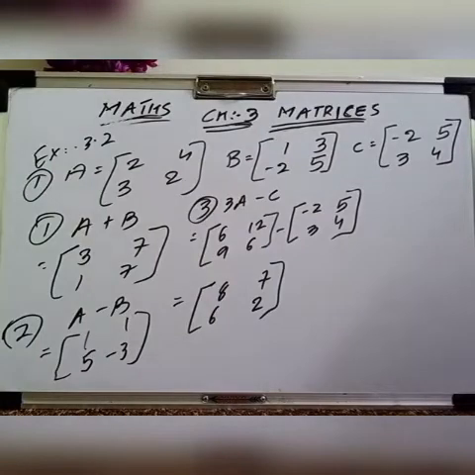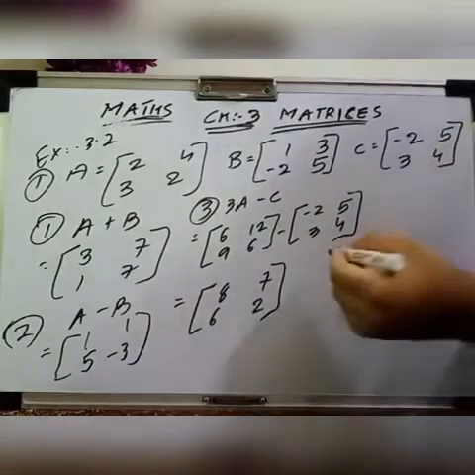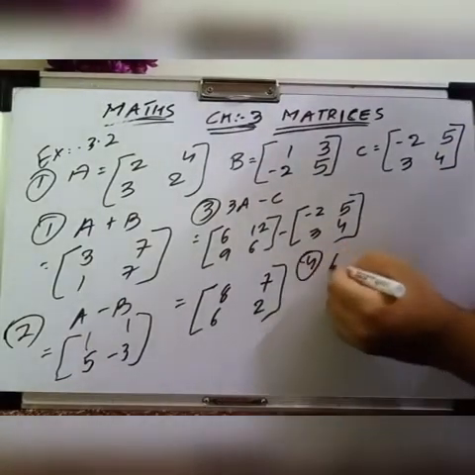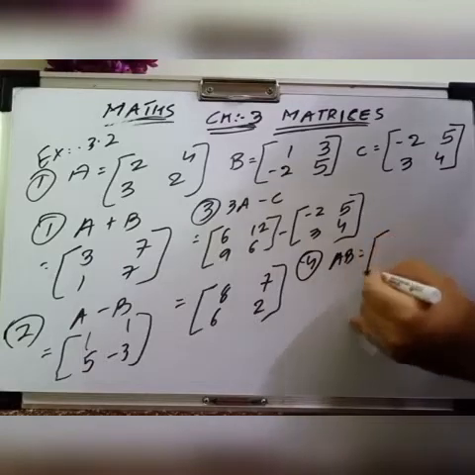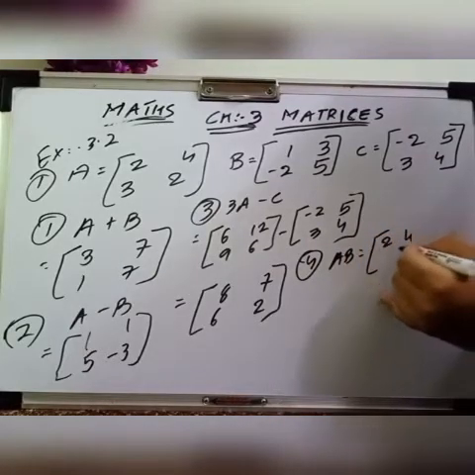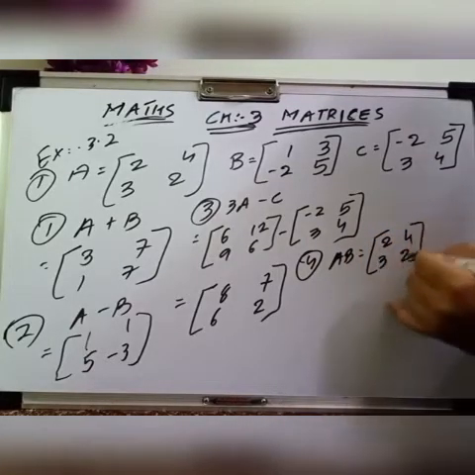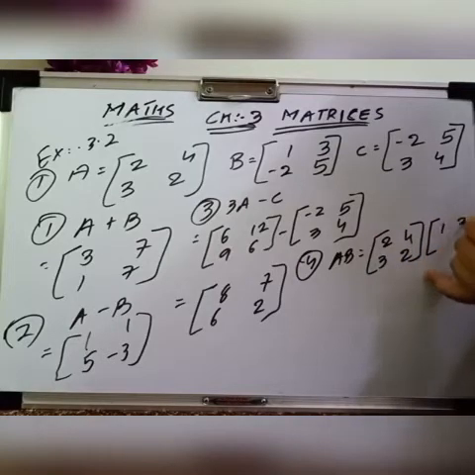In the next question we are asked to find AB and BA, but before that let me just confirm the answers, if it is correct or not. Yes, it is. So here we are asked to find AB and BA. So let's find AB. In the fourth question we are asked to find AB. So I will keep prefactor as this and post factor as 1, 3 minus 2, 5.